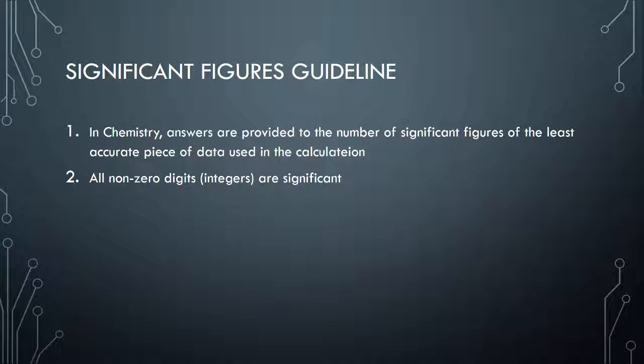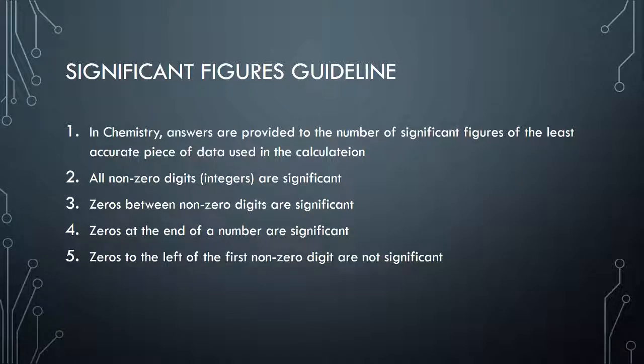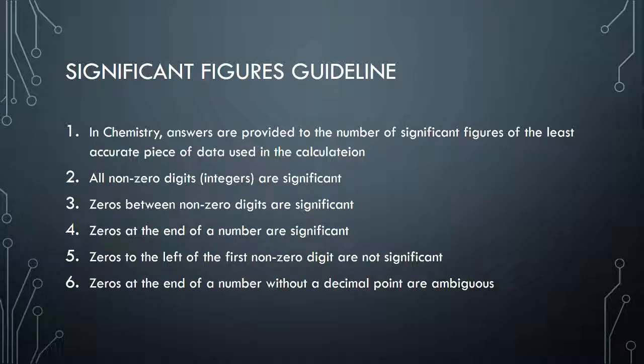2, all non-zero digits, integers, they are all considered to be significant. 3, zeros between non-zero digits are significant. 4, zeros at the end of a number are significant. 5, zeros to the left of the first non-zero digit are not significant. So when you have like 0.000 and then 13, whatever, those zeros in front are not significant. And finally, I think it's the final one, zeros at the end of a number without a decimal point are ambiguous, like 1000.